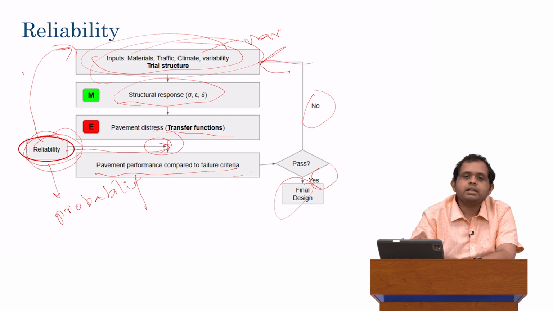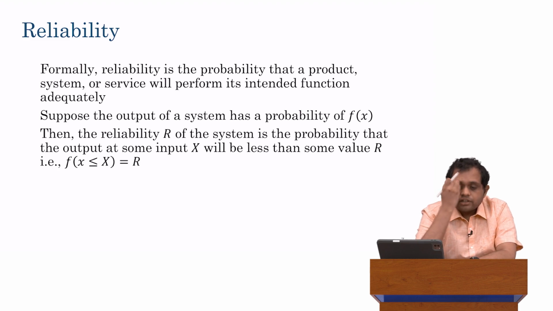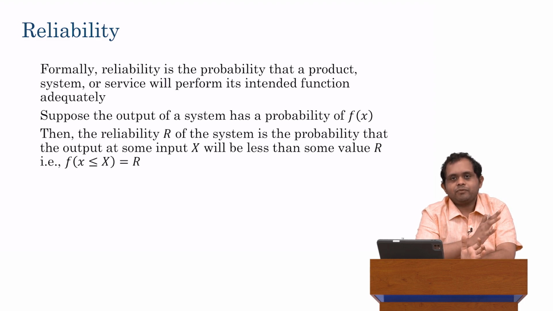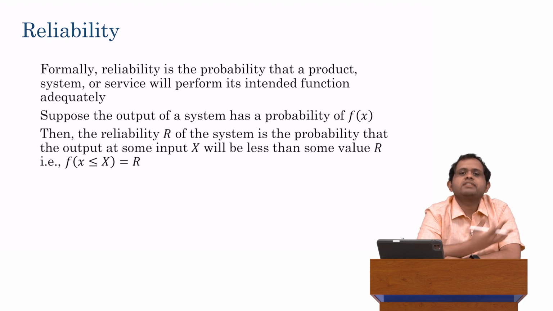Reliability comes in at the end of this process, when we have calculated our distresses with the transfer function. At that point, we have to account for the probabilistic nature of the solution, and that comes in through this term reliability. So what is reliability? I'll explain what it means in terms of the mechanistic empirical pavement design guide in a couple of minutes. But before that, I just want to talk mathematically. And even before that, let's ask ourselves in colloquial, simple words, what is reliability?